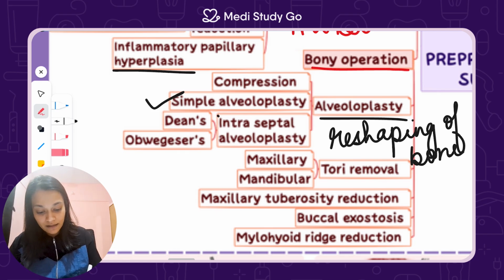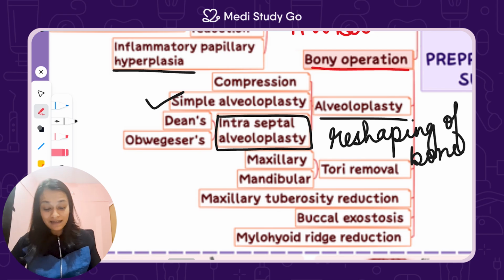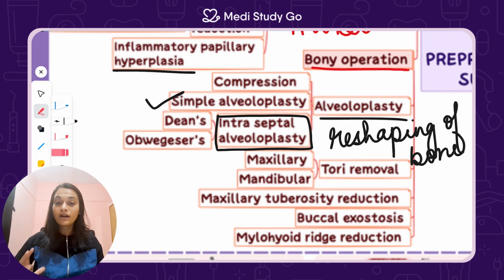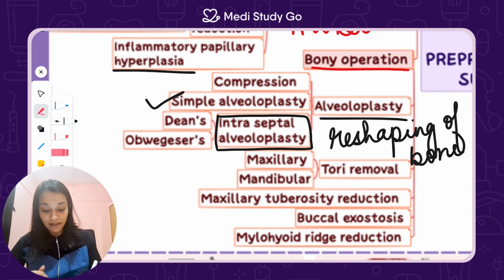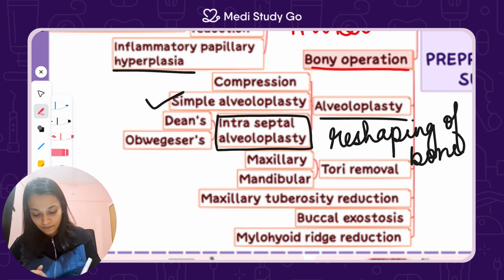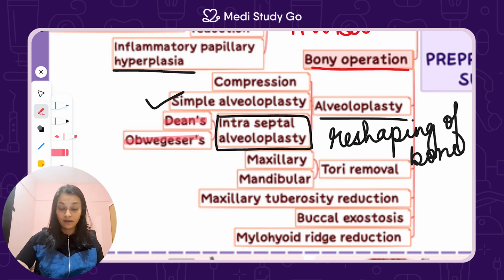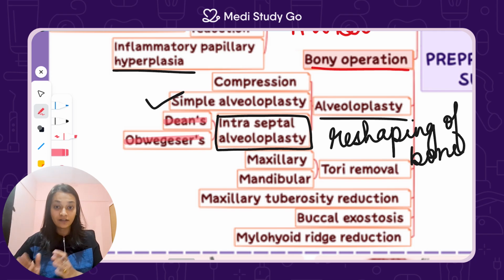Talking about intraseptal alveoloplasty, what is meant by it? Basically, whenever there is an extraction that has happened, within the socket there is going to be compression. There are two methods: Dean's method and Obwegesser's method. What happens in Dean's method? Basically finger pressure is applied to the labial cortical plate. You preserve the cortical plate in both the techniques.